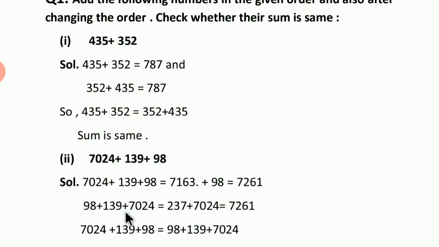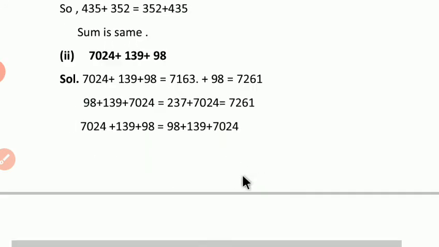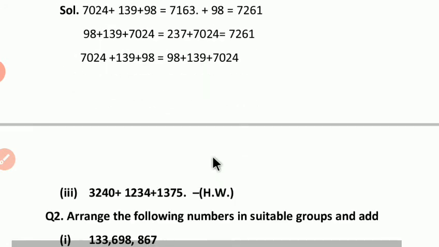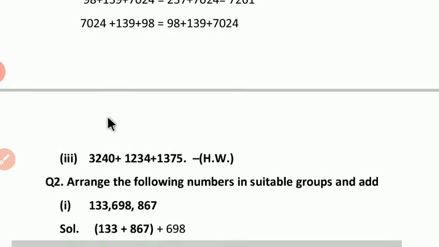First we will write 98, then 139, then 7024. We will reverse the order. So first we can add 98 plus 139, 237 plus 7024. If we add again, we will get 7261. So you can see that both times we get the answer 7261, whether we have added any number first. So their sum is same.